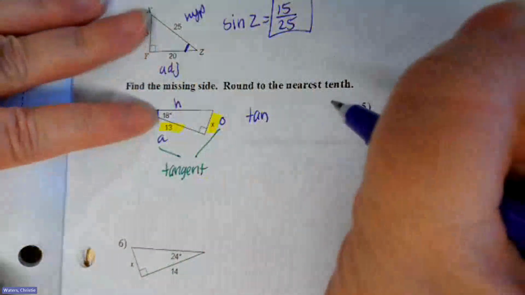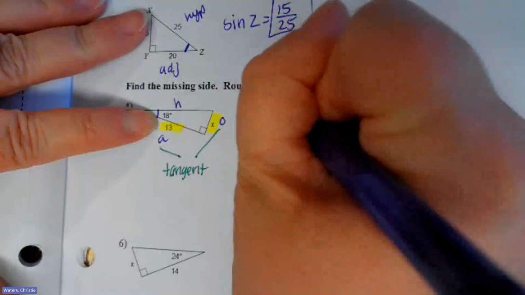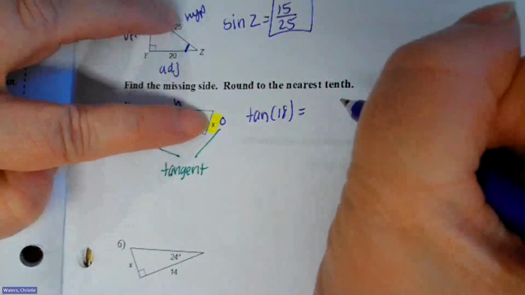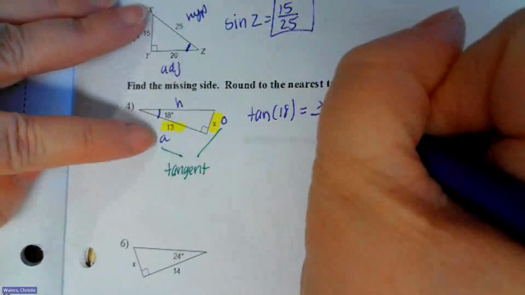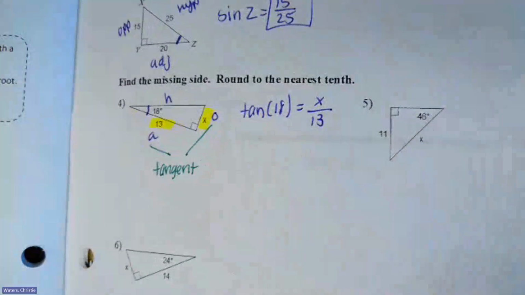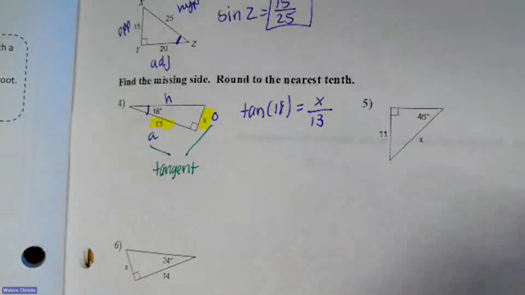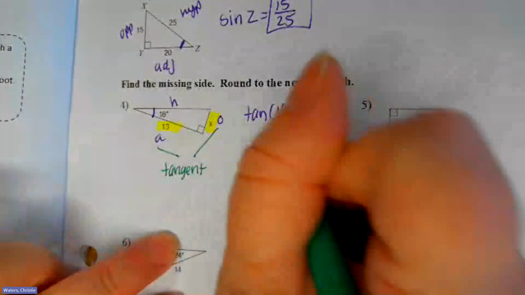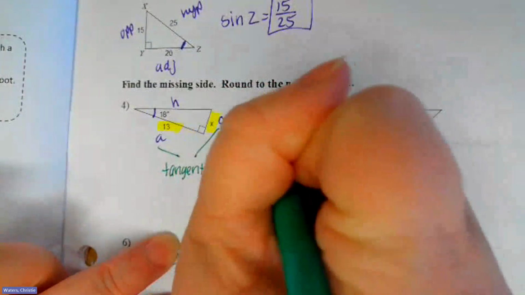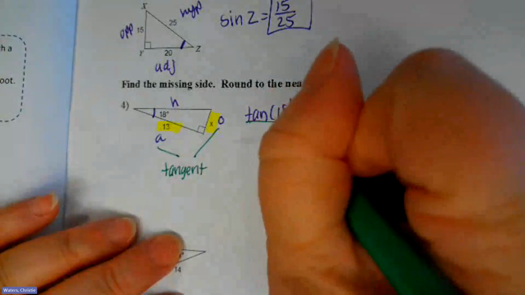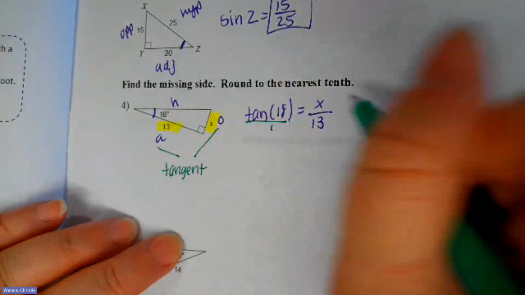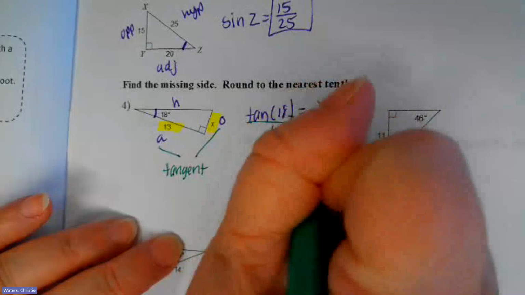So I'm going to say tangent of, and I'm going to input the angle here, 18 degrees, equals opposite over adjacent. Now it's really important you remember to put the opposite side over the adjacent side. Don't do it the other way around, you'll get the wrong answer. To solve these, we are going to cross multiply. So I'm going to put this tangent of 18 over 1, and that way I have a fraction equal to a fraction. That allows us to cross multiply.